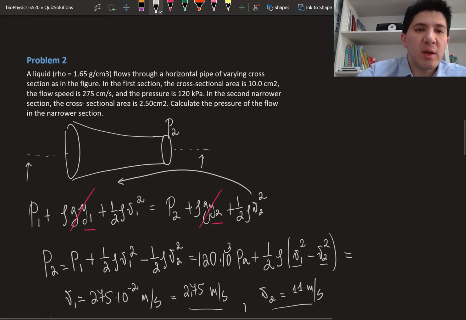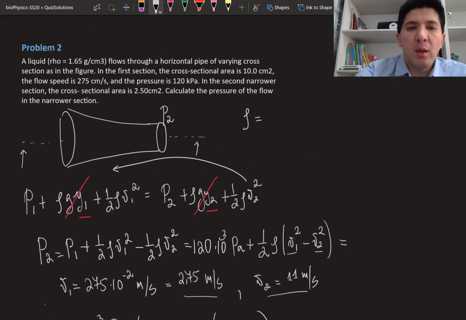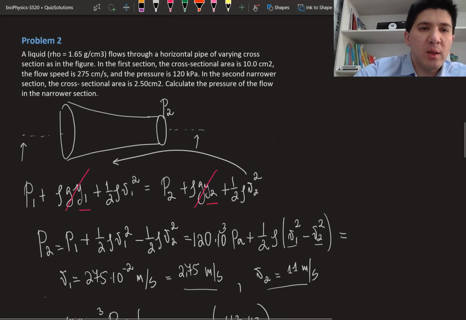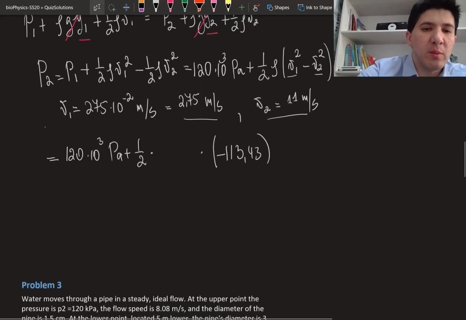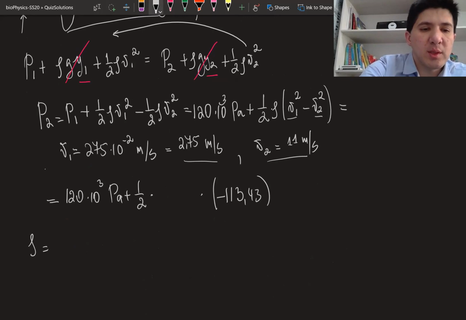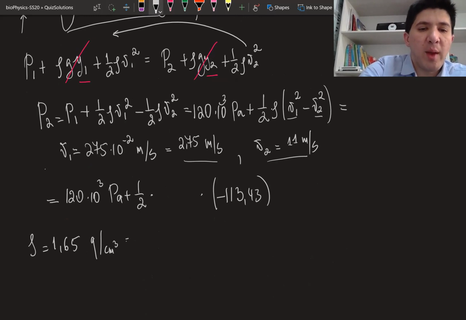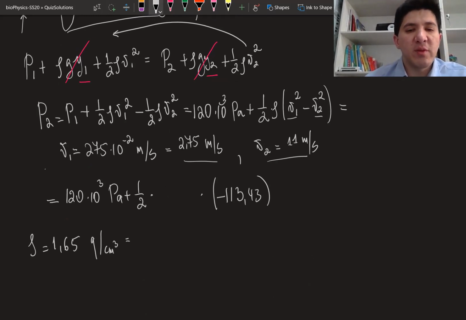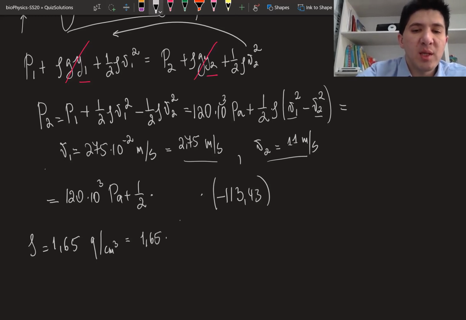So now we need to write down the rho. Rho is equal to 1.65 grams per centimeter cubed, right? What we have to do is write this in terms of kilograms per meter cubed, right? So in order to be able to add pascals to pascals, it's going to be 1.65 times, if you remember, 1 gram is 10 to the power of minus 3 kilogram, right? And 1 centimeter is 10 to the power of minus 2 meters, and this should be cubed, right?